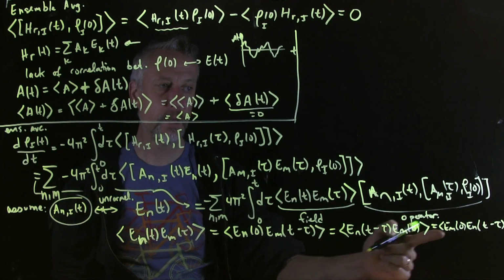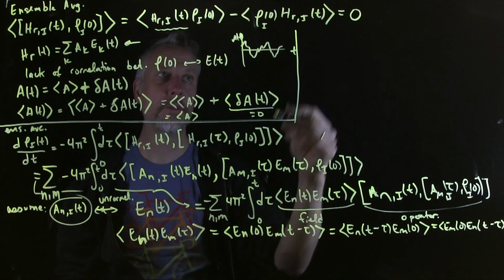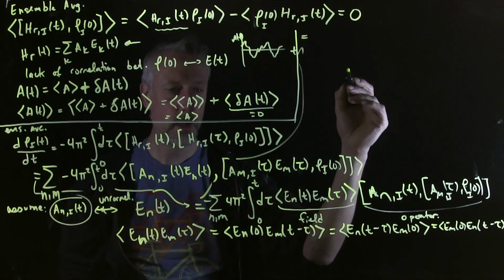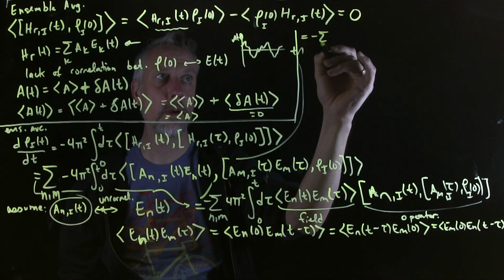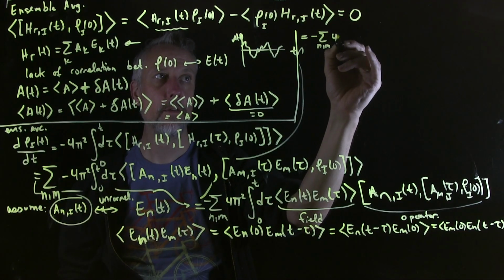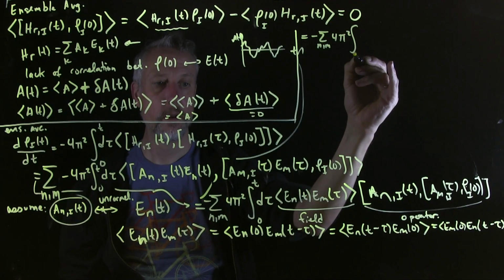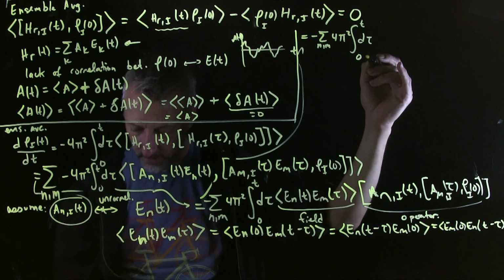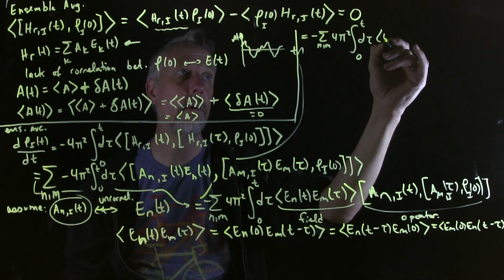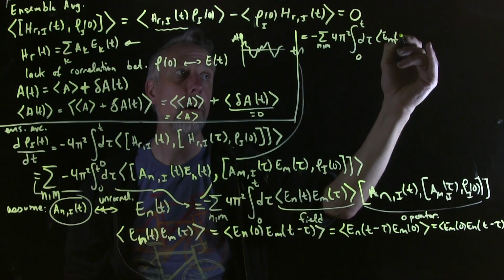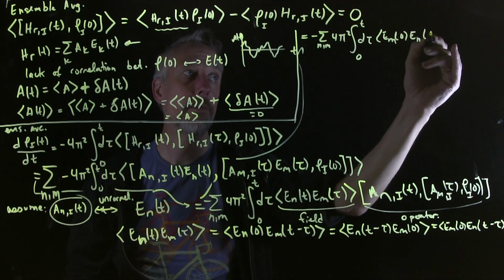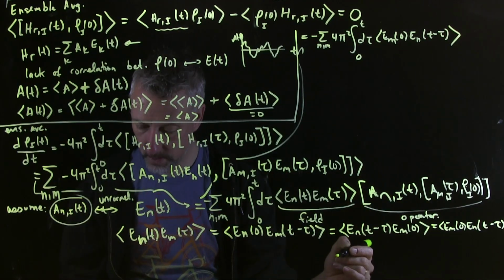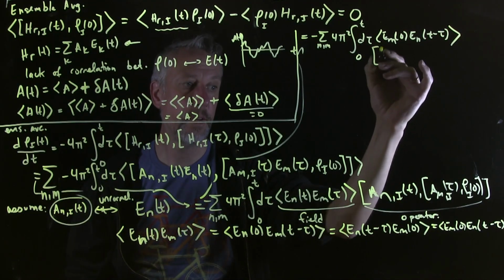So we're going to plug this substitution into here, and that's going to give us minus the sum over n and m, 4 pi squared, integral from 0 to t d tau. And we're going to use the substitution E_m(0) E_n(t minus tau). That's the field part. The commutator part stays the same.